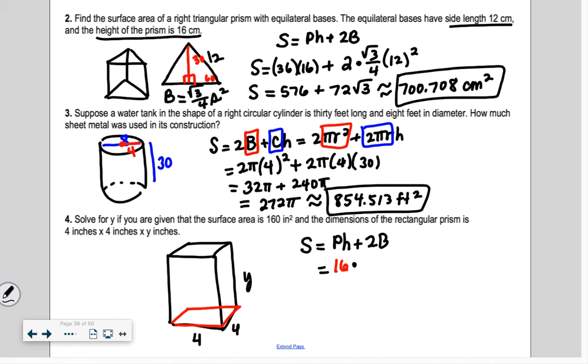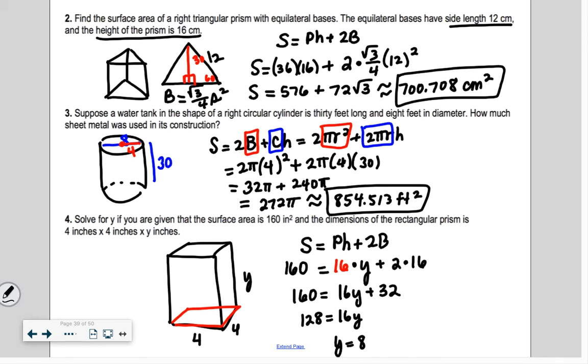And then times our height, which is y, plus 2 times the area of the base. So our area of the base is going to be 4 times 4, which is 16. All of this needs to equal 160. This is not a hard equation to solve. You guys got this. So you get 160 is equal to 16y plus 32. We subtract the 32 over, we get 128. And then we do 128 divided by 16. So we get y is equal to 8. Not bad at all.